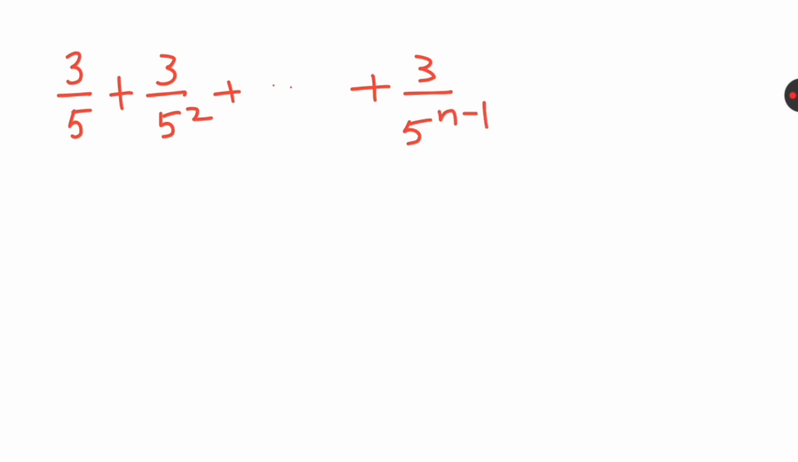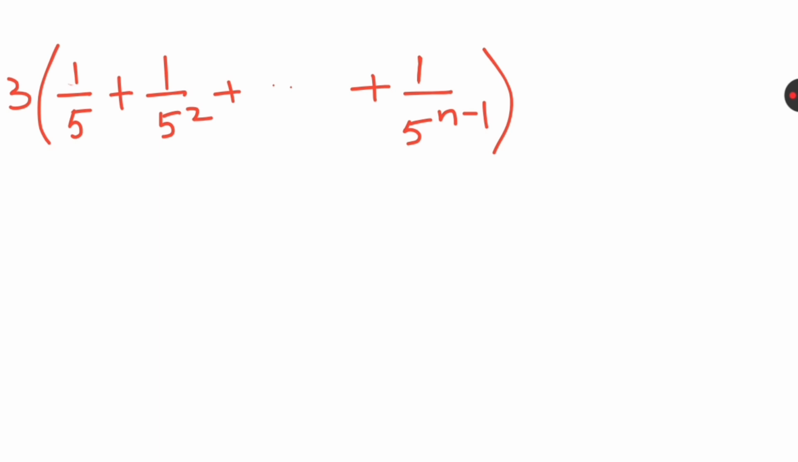Let's take only the second part, which is 3 over 5 plus 3 over 5 power 2 and so on up to 3 over 5 raised to the power of n minus 1. So in each and every term we have a 3. Let's take 3 as common, so we are going to get this. We need to find only this n minus 1 terms. Observe this, it is in the sum of the GP form, isn't it?